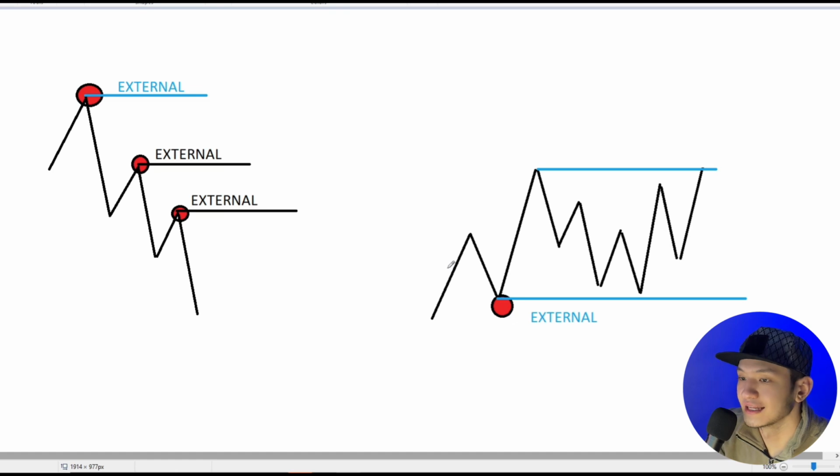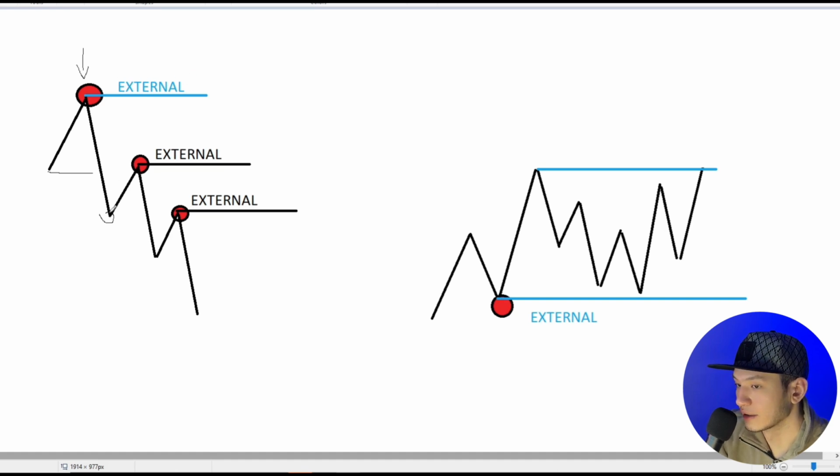Alright, so let's clarify first. How can we identify which one is external and which one is internal? Okay, so pay attention. What is external structure? External structure is simply when you've got a high, for example, this high, which goes breakout and made a lower low. Okay, so that high automatically will turn to external.